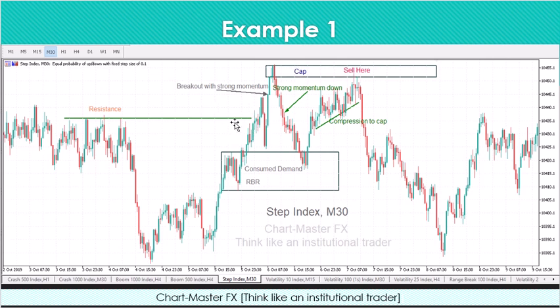It's almost similar to the anatomy. So this is how you can trade and identify the TCC. So let's go to example number 2.